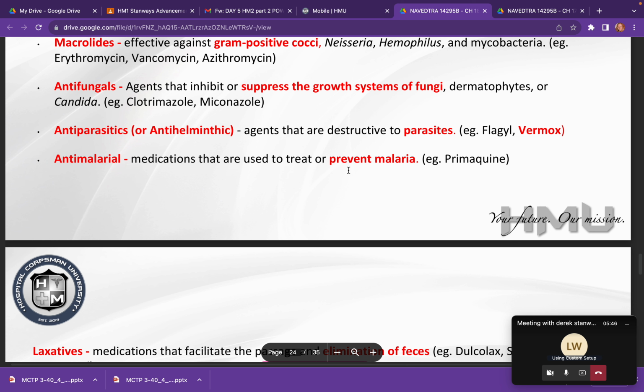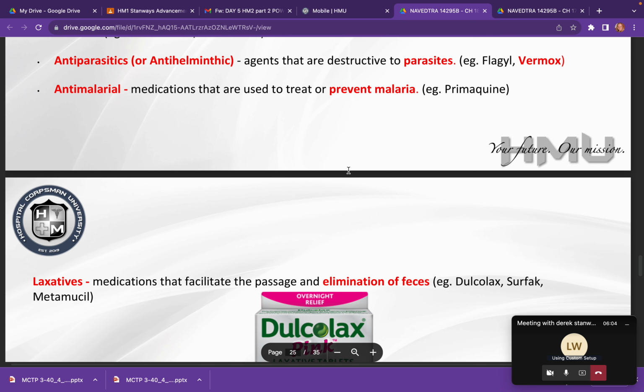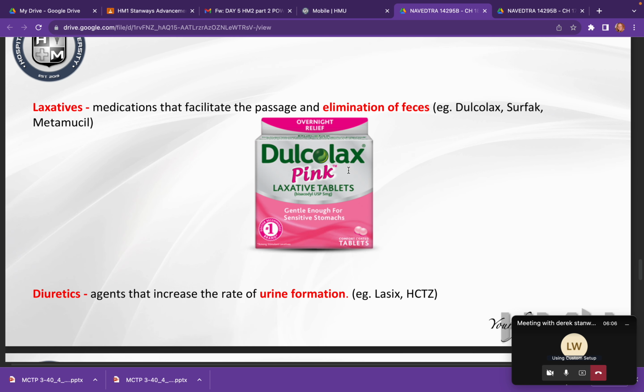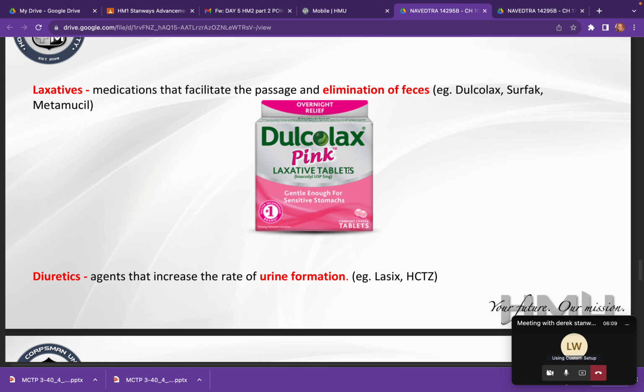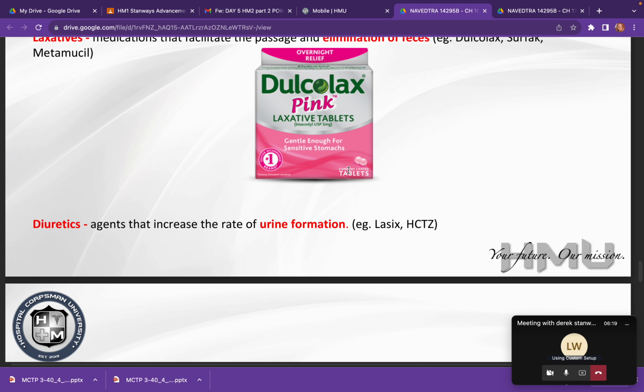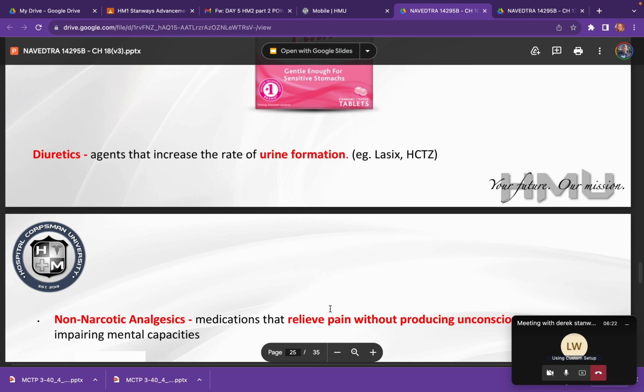And the anti-malarials, they have over here the primaquine, but we also use Malarone, which is a combination of atovaquone with another medication. It used to be doxycycline, the drug of choice, but for those who've been deployed in the heat, they're not supposed to be using doxycycline. Laxatives, kind of self-explanatory: you feel backed up, take one of these and it will clear you out. And the diuretics, the most common ones here are hydrochlorothiazide and Lasix. They help you release fluids in case you have any kind of fluid retention.